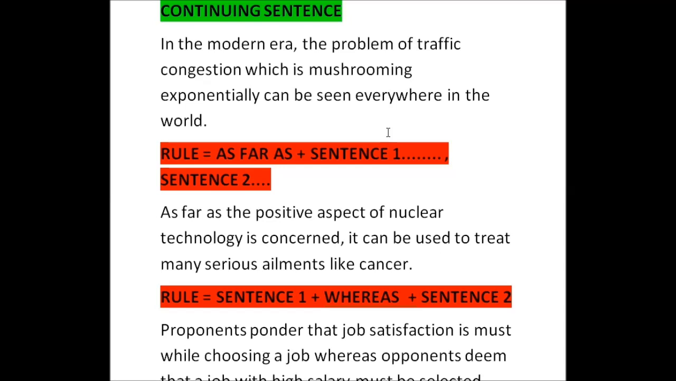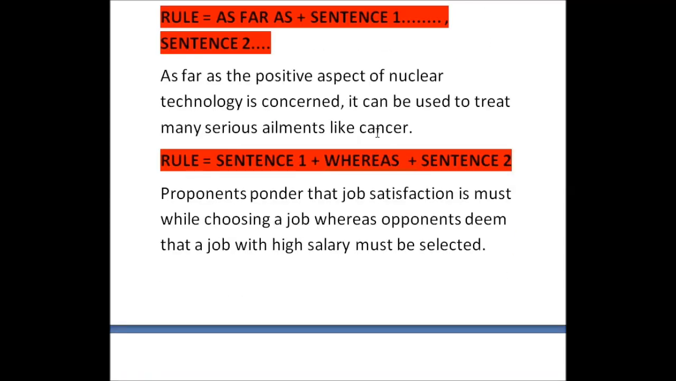Okay, so in this there is one clause, the positive aspect. Second clause is, it can be used to treat many serious. Remember that the clause that comes with "as far as", after that, when the next clause comes, there will be a comma between the two clauses. Okay, keep in your mind. So this is sentence 1, the positive aspect of nuclear technology, and sentence number 2, it can be used to treat many serious ailments like cancer.